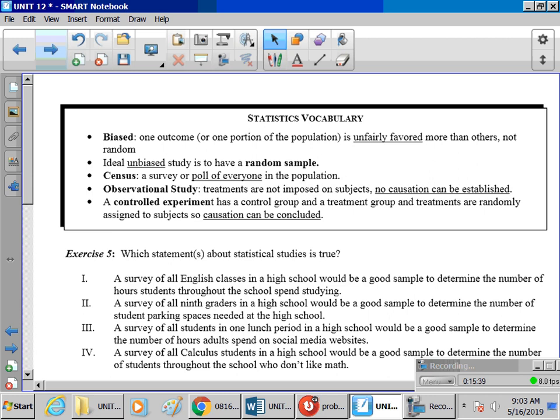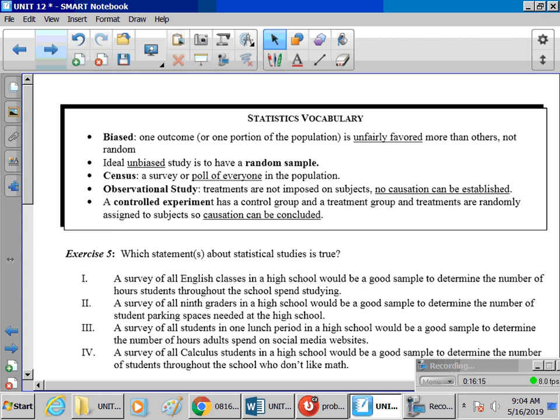So an ideal unbiased study is to have a random sample. A random sample is basically you're picking every fifth person walking into a drugstore or a supermarket, places where people generally go, that everybody goes. So whether you're rich or poor or tall or short or educated or uneducated, everybody goes to the grocery store. So that's always a good place to get a random sample.